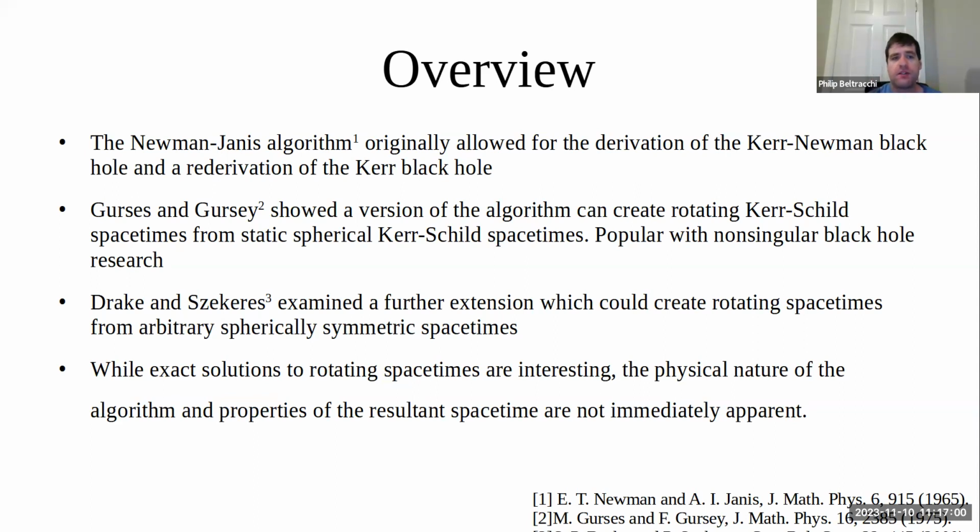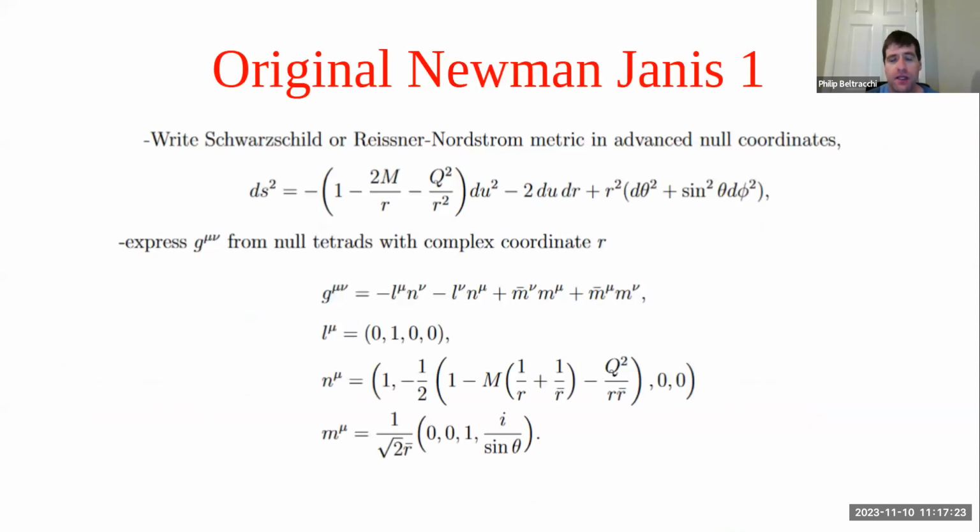The fact that we have this method of generating rotating spacetimes is interesting. However, exactly what is happening physically with the algorithm and the properties of the resultant spacetime are not immediately apparent. So, in the original form of the algorithm, you could write the Schwarzschild or Reissner-Nordström metric in advanced null coordinates as follows. If the Q term goes to 0, then it's just the Schwarzschild metric.